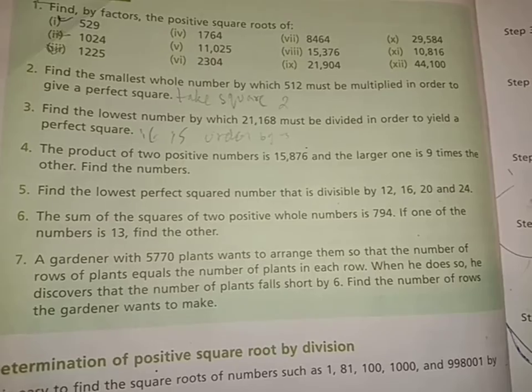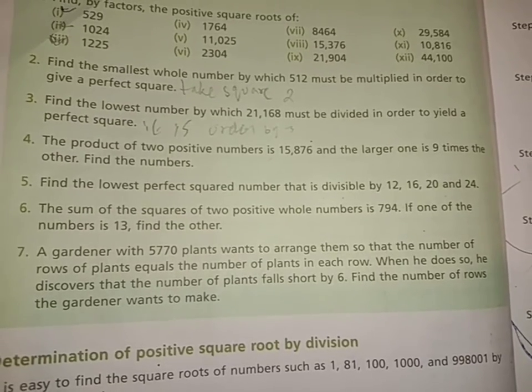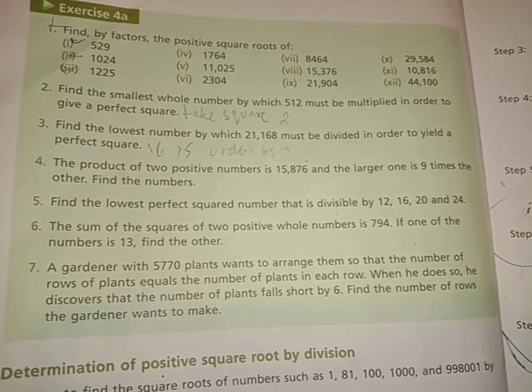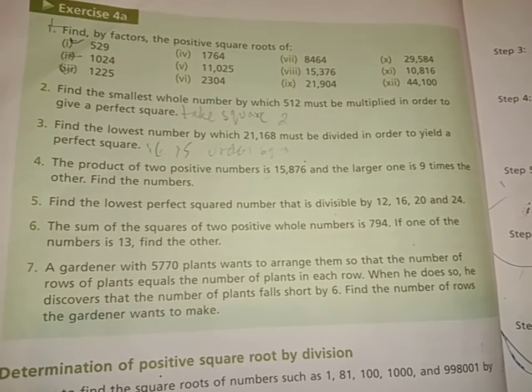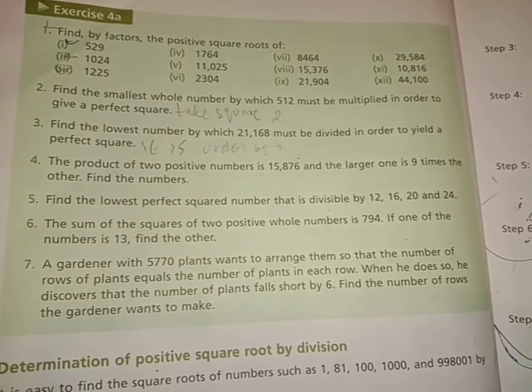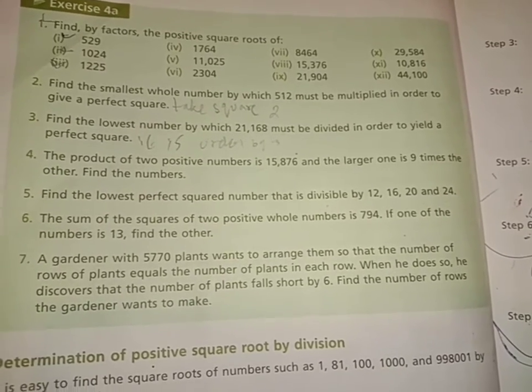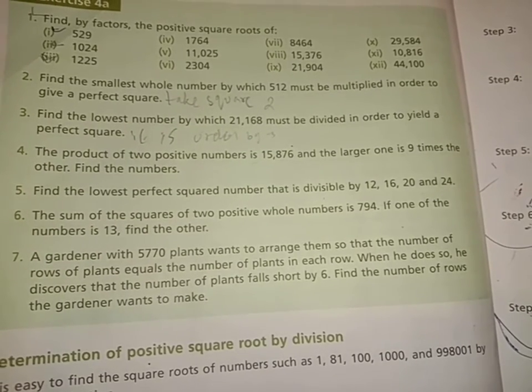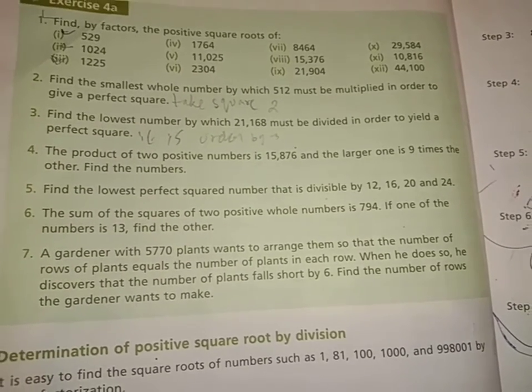Happy Independence Day. Students, we have completed the first 4 questions of exercise 4A, page number 56. Now we will move towards question number 5. Find the lowest perfect square number that is divisible by 12, 16, 20 and 24. You have to find the number that is a perfect square and is divisible by all these numbers.